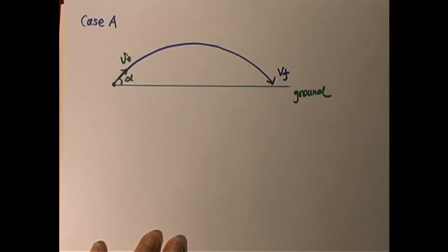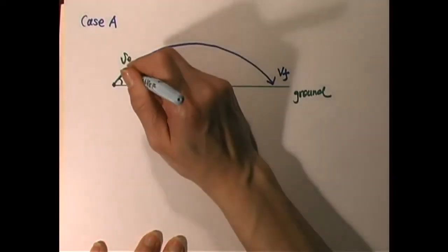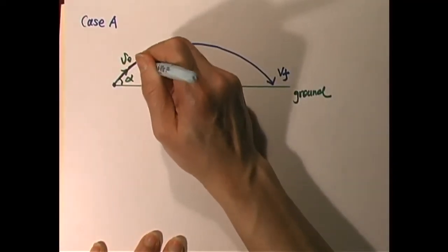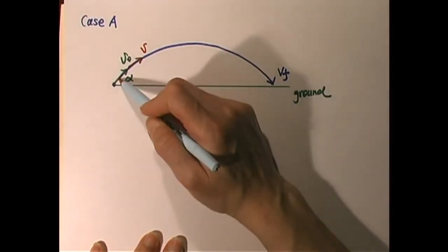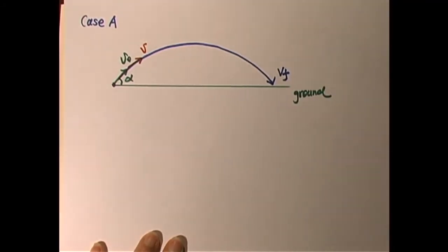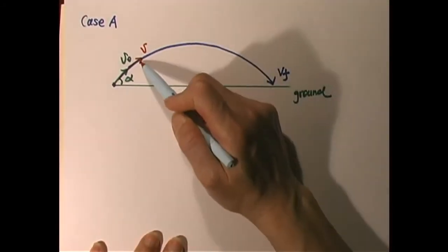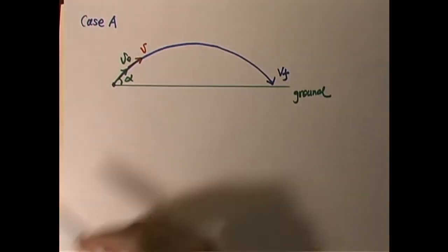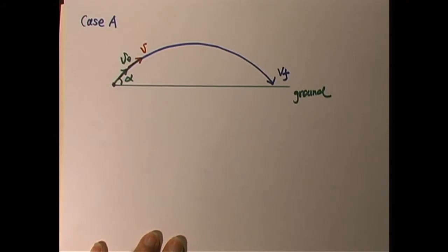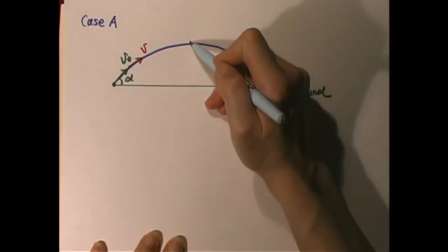You have to be very careful that the next moment, V does not have the same direction as V0. So this alpha is not instantaneous, it's only initial. A moment later V changes direction, so alpha changes. So it's curved, it's not a straight line. This is the peak point.